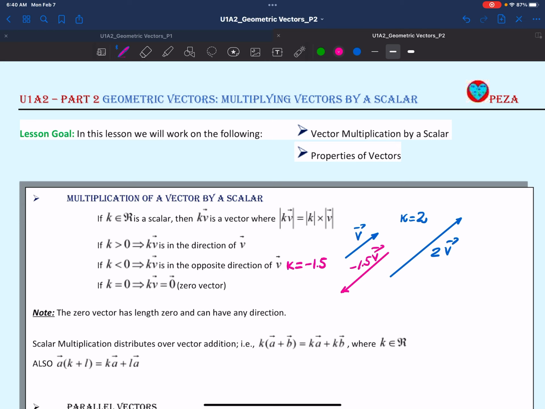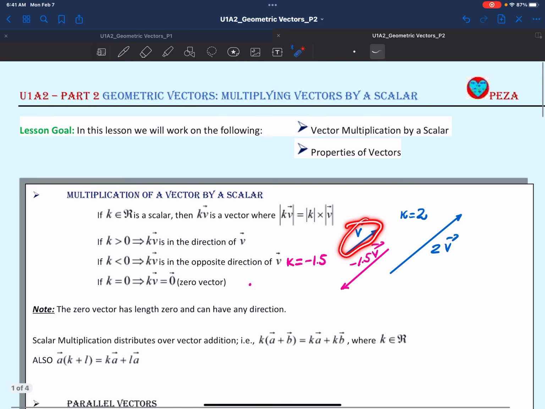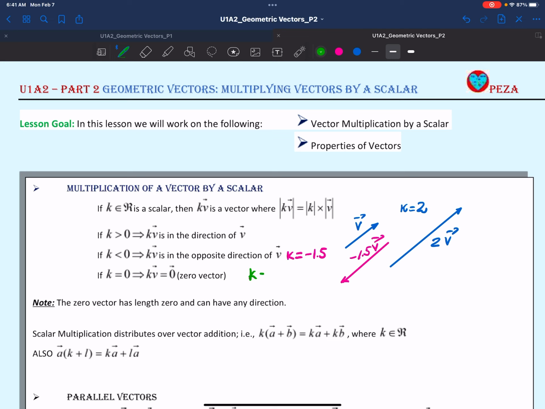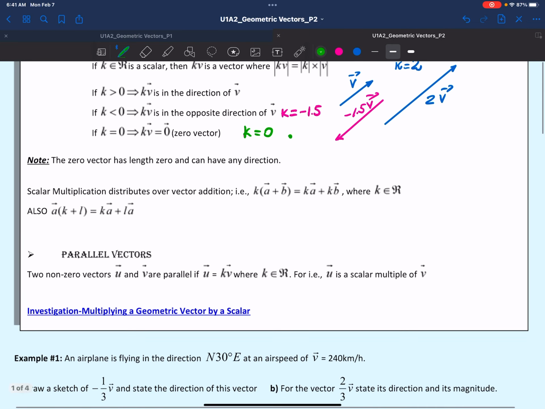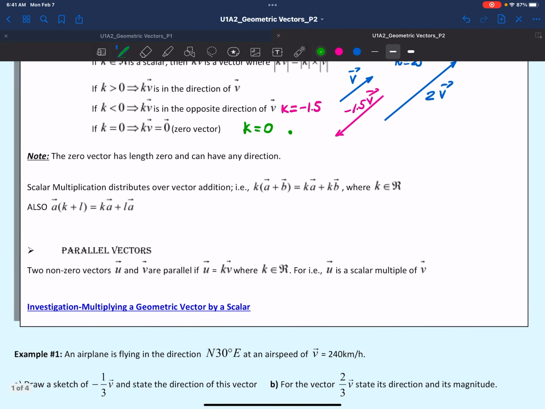Now imagine k being 0. If you multiply anything by 0, the answer will be 0, which means that if we have a vector v and you multiply it by 0, then we'll get just a dot. Now, the 0 vector has a length of 0 and has any direction. So this is how we perform the multiplication of a vector by a scalar.